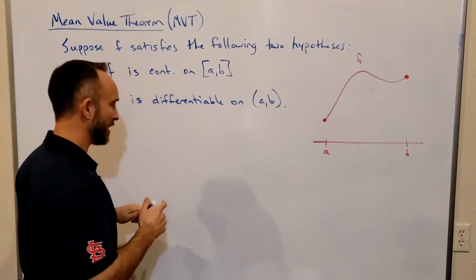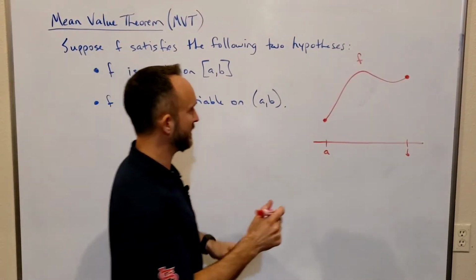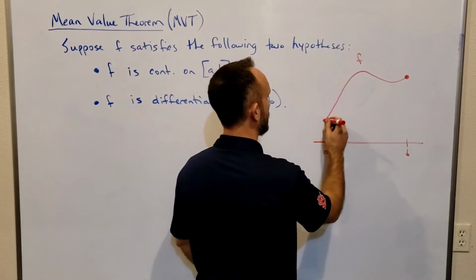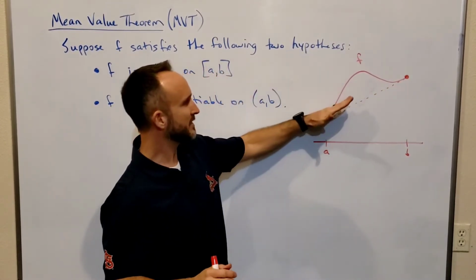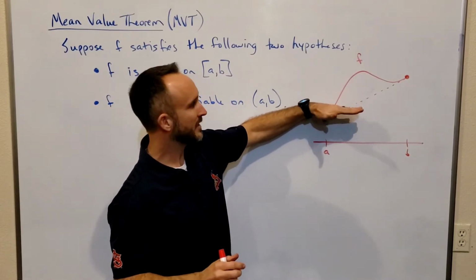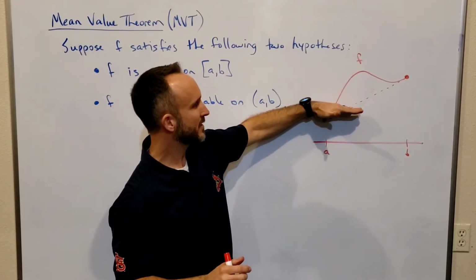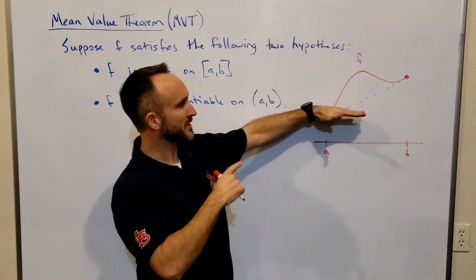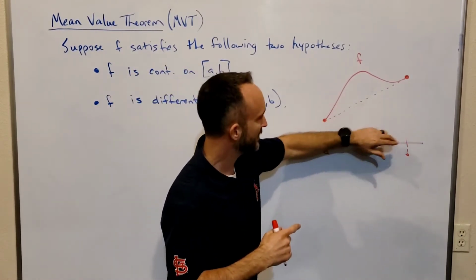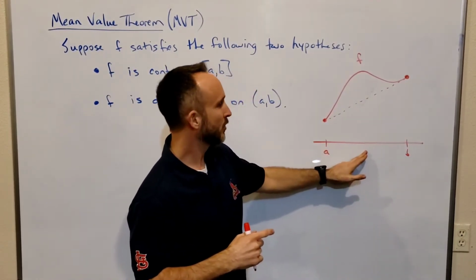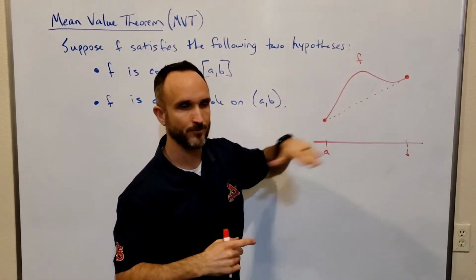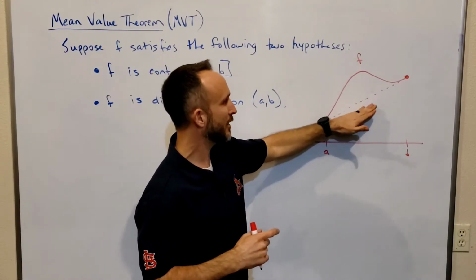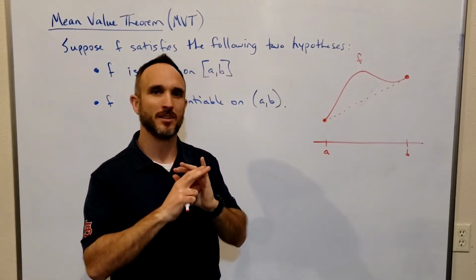But if you remember Rolle's theorem, when you created a secant line using the endpoints of the function, the secant line was horizontal. And so the conclusion of Rolle's theorem would say that there's some point in between a and b where the tangent line is horizontal also. It has to match that secant line. Now, the mean value theorem has that same exact idea.